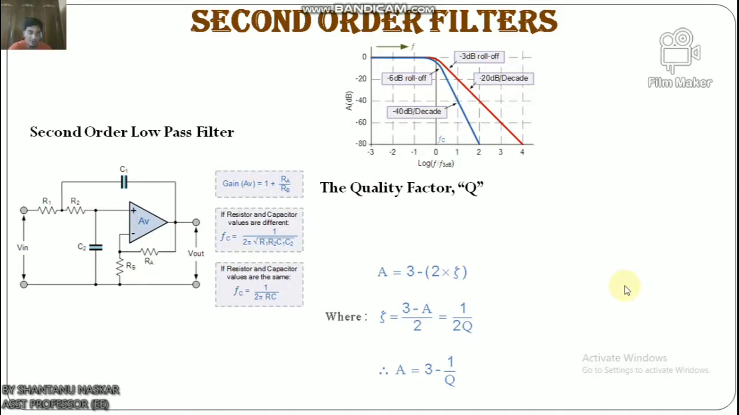The basic configuration for a Sallen-Key second order low pass filter is given here, where gain equals 1 plus RA by RB. If resistor and capacitor values are different, then fc equals 1 by 2 pi root over R1 R2 C1 C2, and if resistor and capacitor values are the same, then fc equals 1 by 2 pi RC. The second order low pass filter circuit has two RC networks, R1 C1 and R2 C2, which give the filter its frequency response property.